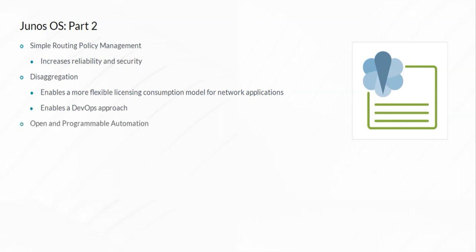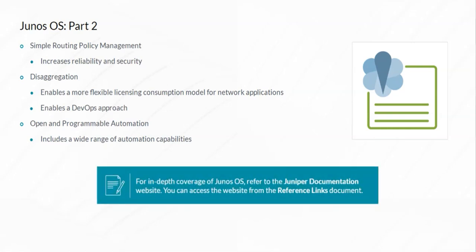Junos OS has always included automation and now includes a wide range of automation capabilities using representational state transfer, or REST, Network Configuration Protocol, or NETCONF, SONiC, and gRPC APIs. Note that for in-depth coverage of Junos OS, refer to the Juniper documentation website. You can access the website from the reference links document.